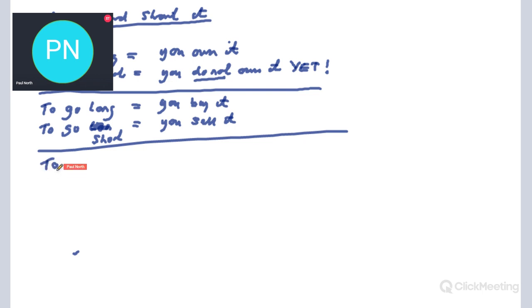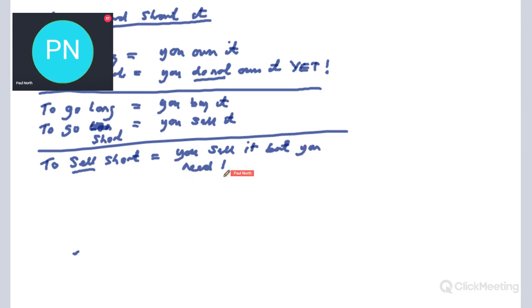Now, part of the confusion with shorts is this. If somebody uses the expression to go short, it's sometimes confused with to sell short. And to sell short, as Stefan was just mentioning, is the idea of selling something that you do not already own. So to sell short means you sell it, but you need to borrow it in. So look, if you're a market maker, here's our market maker here.